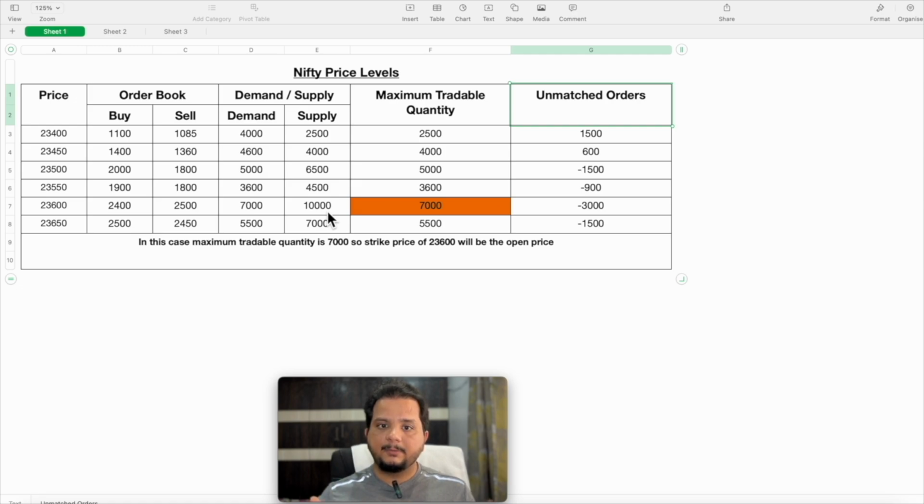If such things happen, what is here? The 7,000 demand is there, 7,000 supply is there. Because we have more than 7,000 supply, 7,000 becomes the maximum traded quantity, and whatever the remaining 3,000 quantity is, that becomes the unmatched order.